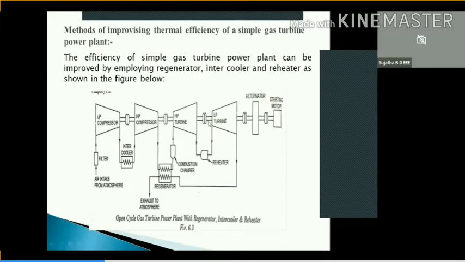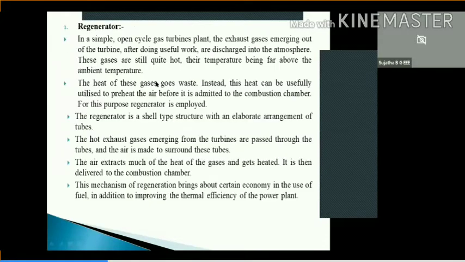Now the exhaust gases coming from the turbines are fed to the regenerator, and some amount of hot gas can be fed to the combustion chamber, so that some of the heat can be extracted and fed to the combustion chamber. This is the role of the regenerator. We'll now see in detail the role and significance of the regenerator, intercooler and reheater.